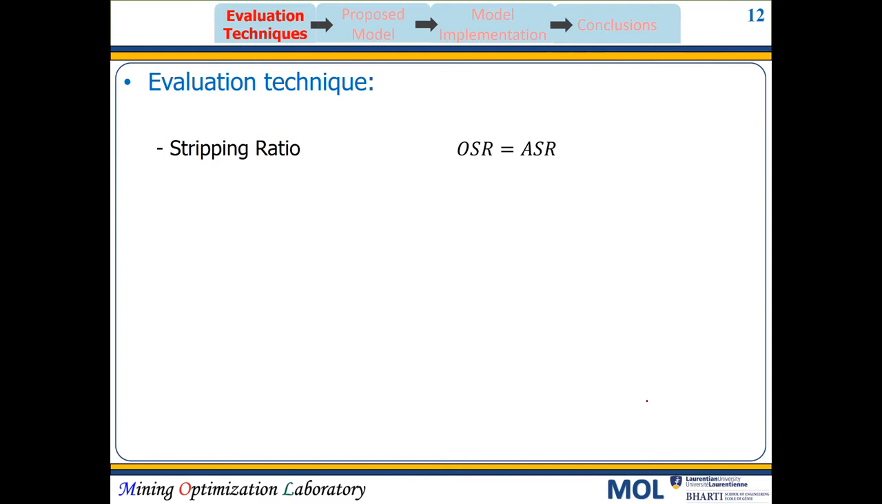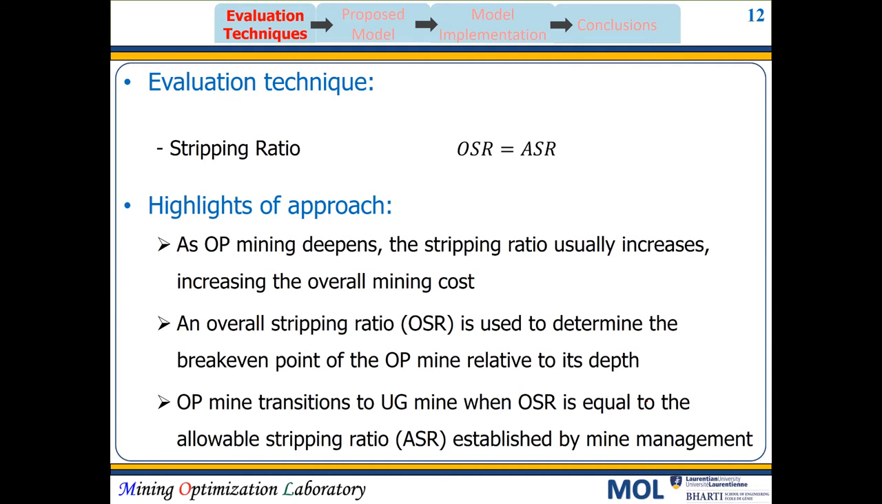Then we have what we call the stripping ratio evaluation technique. Here, you compute your overall stripping ratio, and then you match that against the allowable stripping ratio that has been set for your open pit operation. Now, we do know that as the open pit mining deepens, the stripping ratio usually increases, and that increases the overall mining cost. You determine your overall stripping ratio, and you compare it with the allowable stripping ratio that has been set by the mine management.